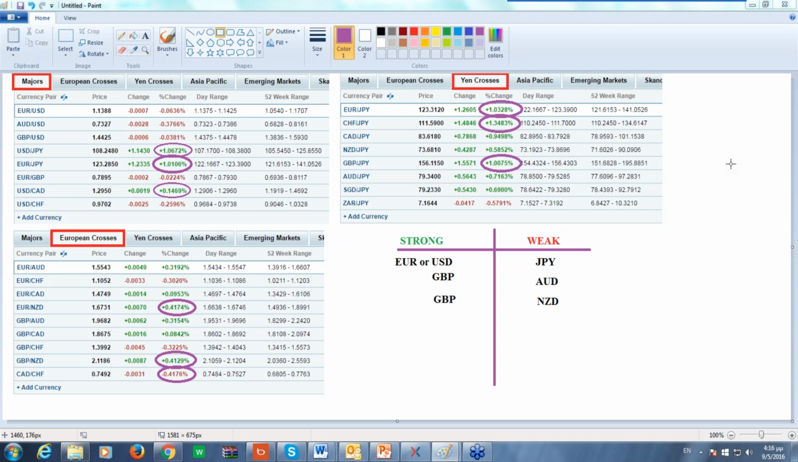Okay, so look into all these change crosses, and try looking at not only majors, but yen crosses as well, and the European crosses. Okay, it depends on what you're interested in. If you've got interest in emerging markets or Asia Pacific pairs as well, feel free to do that.